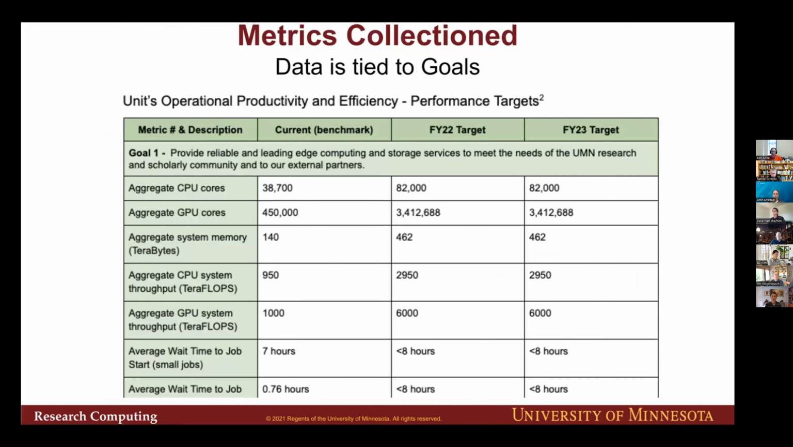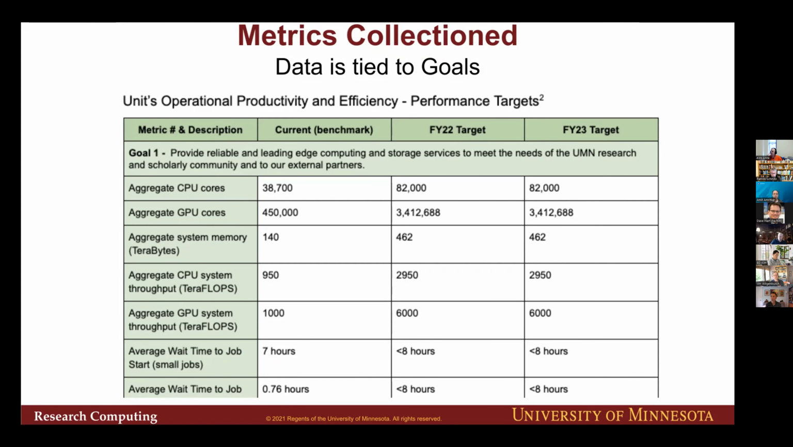So what metrics do we keep? I'm not going to go over all of them because there are a number of them, but I am going to make the point that Dave made, and that is that we keep metrics that are valuable to the goals that we have. And so listed here, goal 1, just to give you a more concrete example, goal 1 is to provide reliable and leading edge computing and storage services to meet the needs of the UMN research and scholarly community and to our external partners.